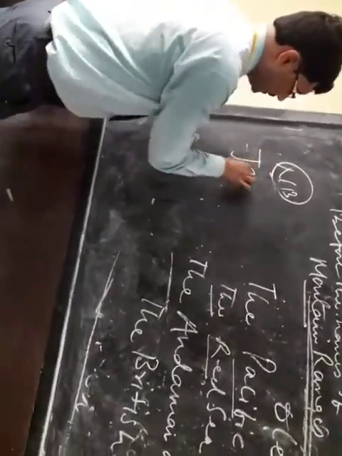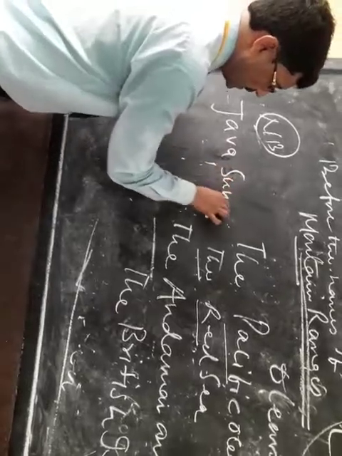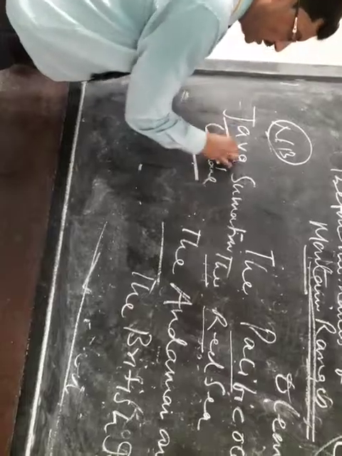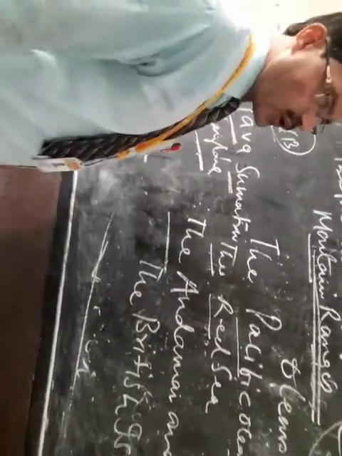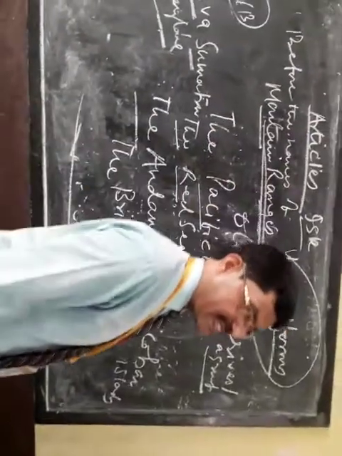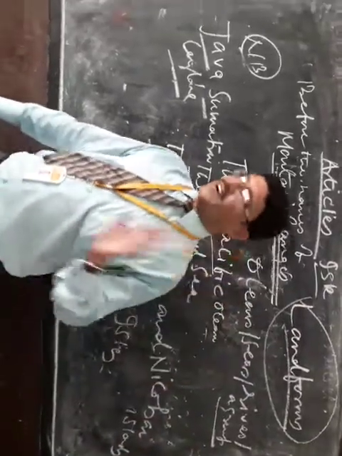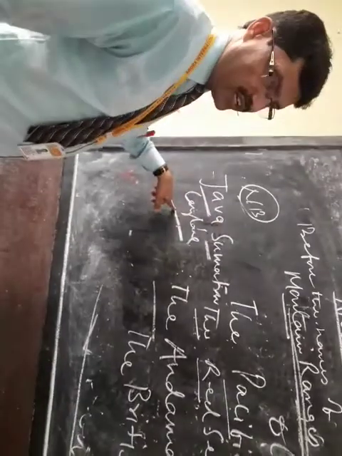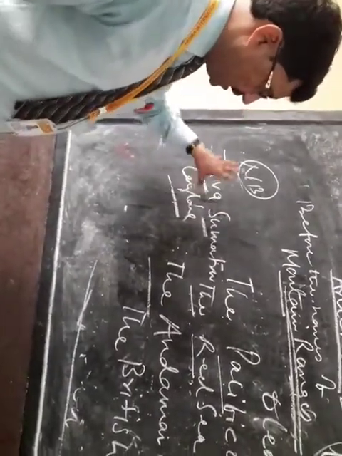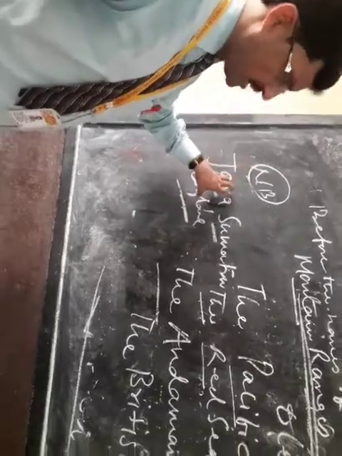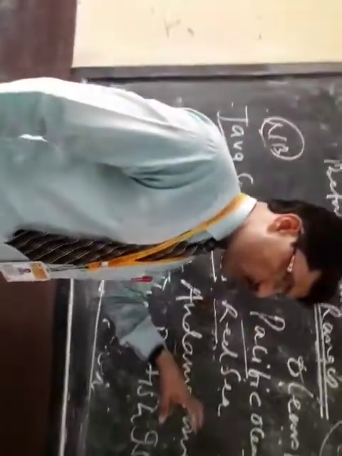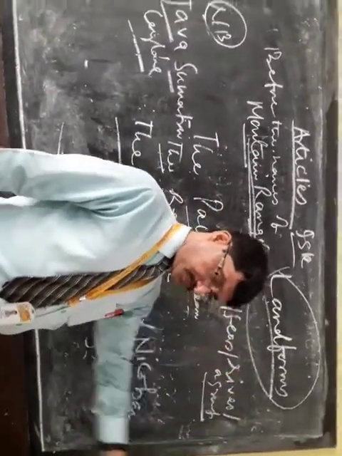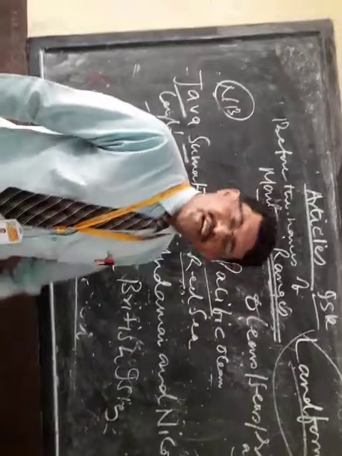Like Java, Sumatra, Ceylon. They are also islands, but each is a single island, not a group of islands. So don't use the before Java, Sumatra, or Ceylon. They are single islands, so don't use the before a single island. So where to use the? You should use the before the name of a group of islands.